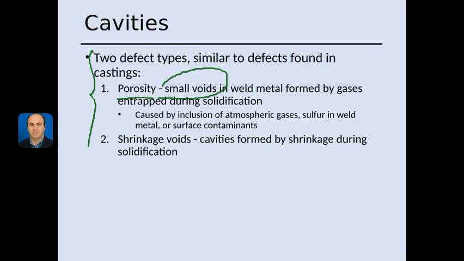The porosity is formed because of the gases that are entrapped during solidification, and can be inclusion of atmospheric gases or sulfur in the weld, or other surface contamination. We may have some shrinkage void, and it can happen during solidification.